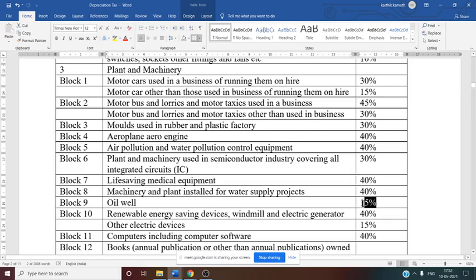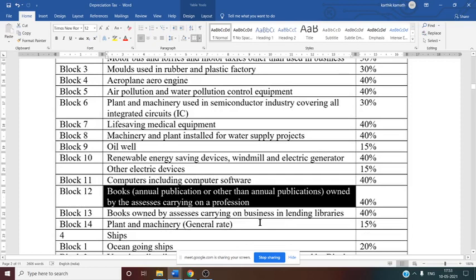Again, book is very important. Book consists of annual publication or other than annual publication owned by the assessee carrying on a profession. They will give you a book of 1 lakh. The annual charges they will specify, 10,000 or 20,000, including annual charges, that they may give you in the bracket. That is of no use, irrelevant. We have to see only the original value of the book; the book rate is again 40%. Block 13, books owned by the assessee for carrying on the business in lending libraries, that is also 40%. So computer and book, that is 40%.